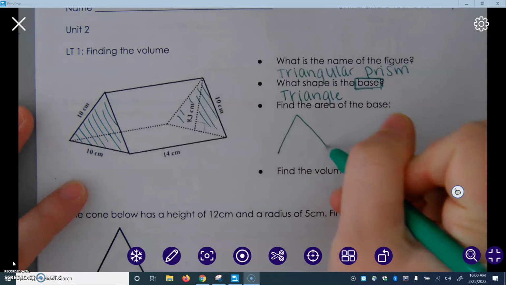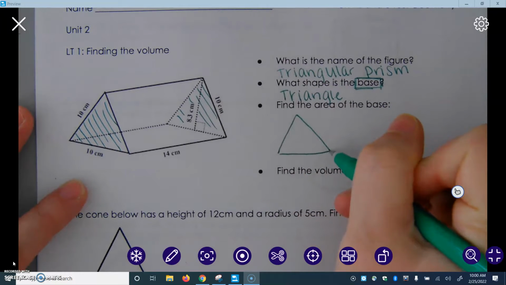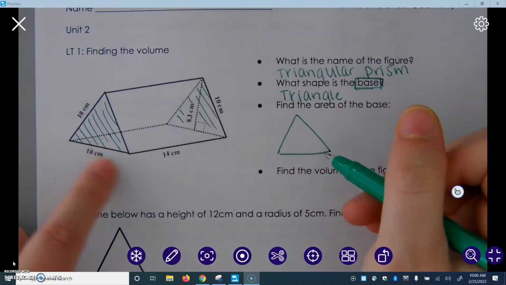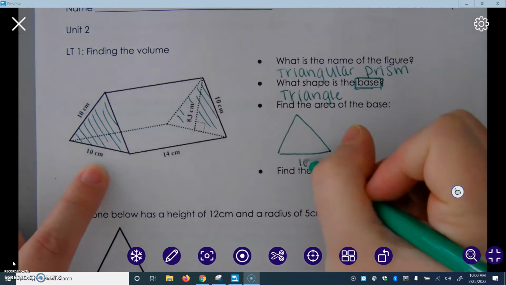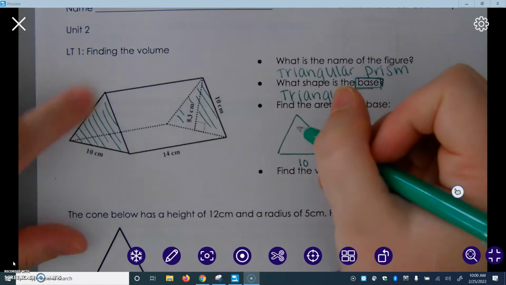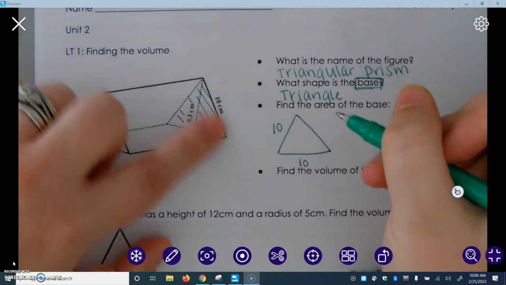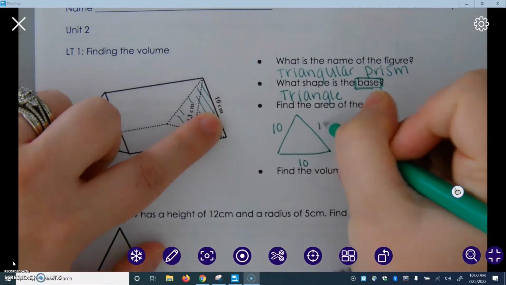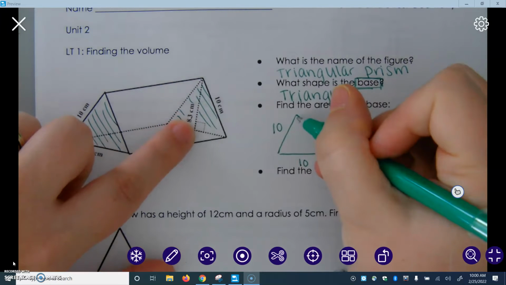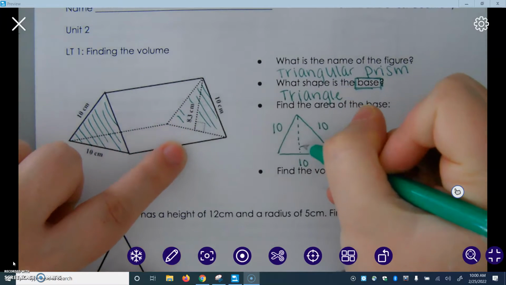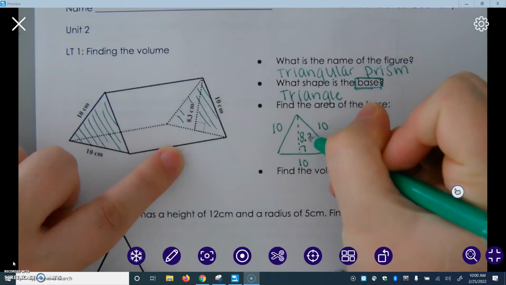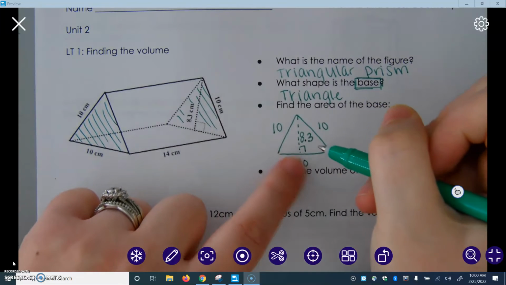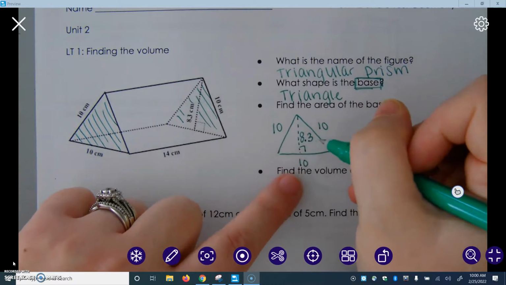So I'm going to draw it. I think it's helpful if you draw and relabel. They have this side is 10, this side is 10, and this side is 10. But down the middle here, they give me that this is 8.3. Now, some of you read that as 83, but it was 8.3.